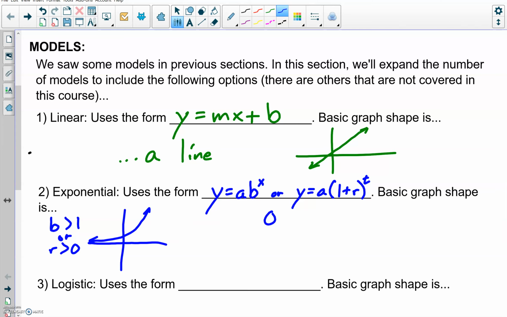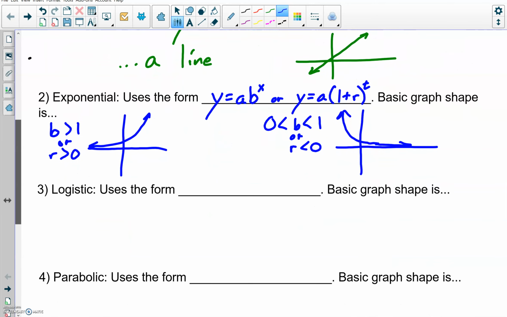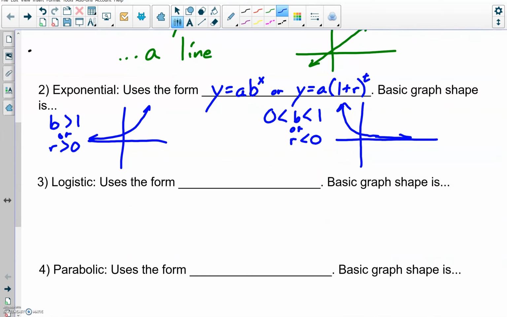Or if you have b in between 0 and 1, or r being less than 0, you would have a shape something like this. The first one, on the left, would be exponential growth. You're going up as you go to the right. On the right side, this graph is exponential decay. As you go to the right on the x-axis, you get smaller y values. So you have exponential growth or exponential decay depending on what the data is telling you.